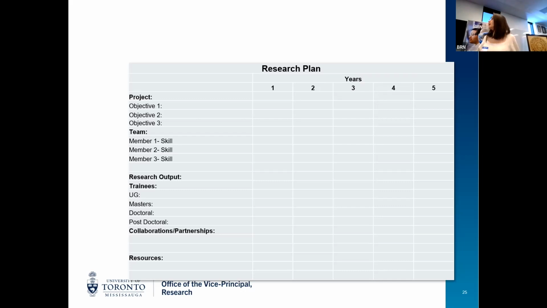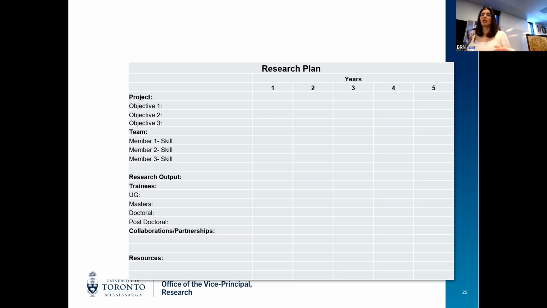The research output is where you would be expecting, say, an article, a book, some sort of conference, some sort of deliverable from your research plan. And again, make sure to stipulate the year. Same thing with the trainees. Collaborations and resources as needed.